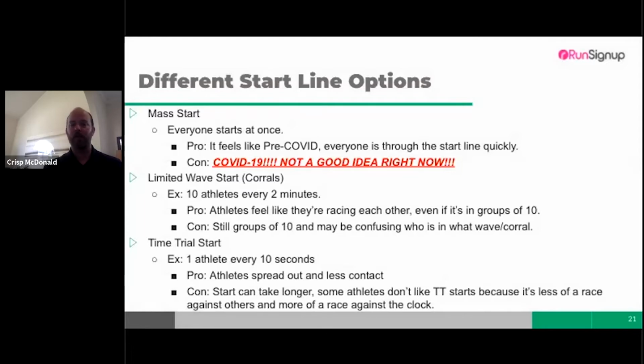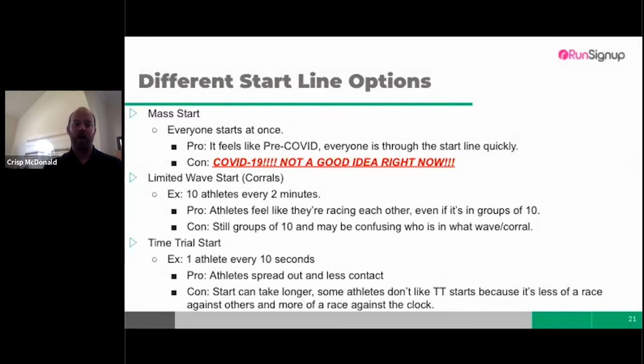So mass start, I'm just going to say right now, don't do it. It's just a bad idea. This is the only thing in red, I think, in the entire talk. Don't do a mass start, hard stop. Limited wave starts is just corrals every X amount of time. There's pros and cons to each of these. You guys can go back and review these. Like I said, we have a lot of content. I want to make sure I get through as much as possible.